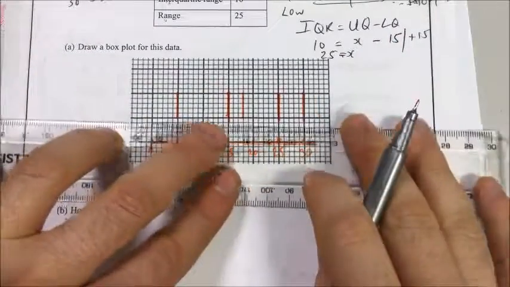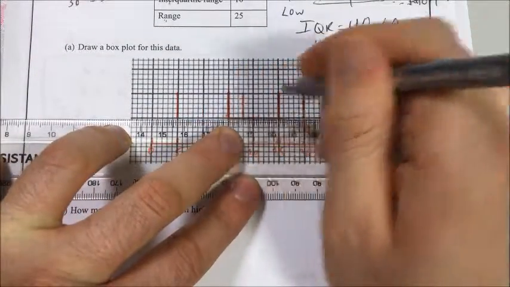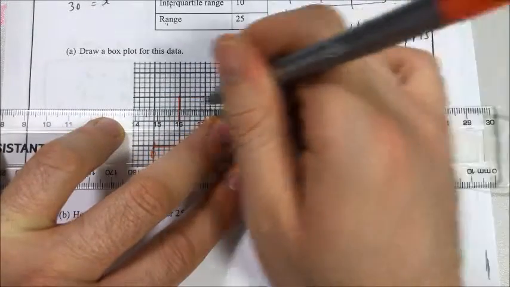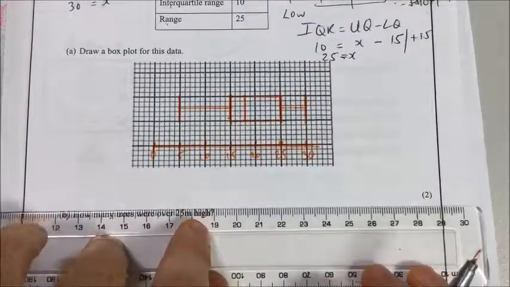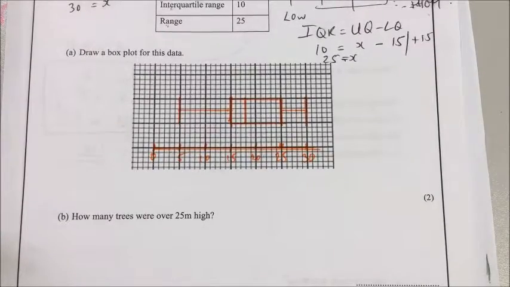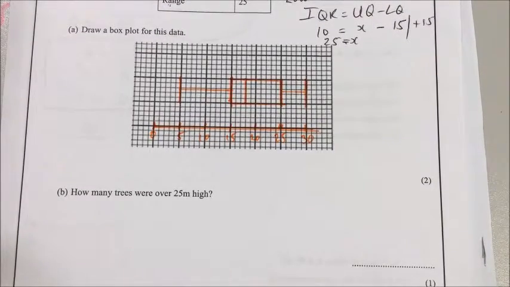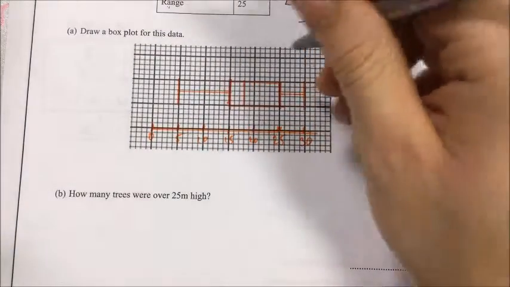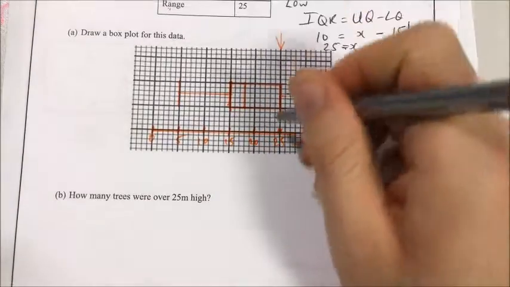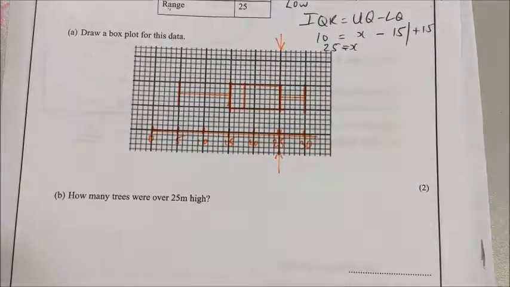So they're my 5 pegs. The middle 3 make your box. And then you just draw a line through the middle, like that. So that's the box plot. It says how many trees are over 25 meters in height. So this is where 25 is, right here, at the upper quartile.